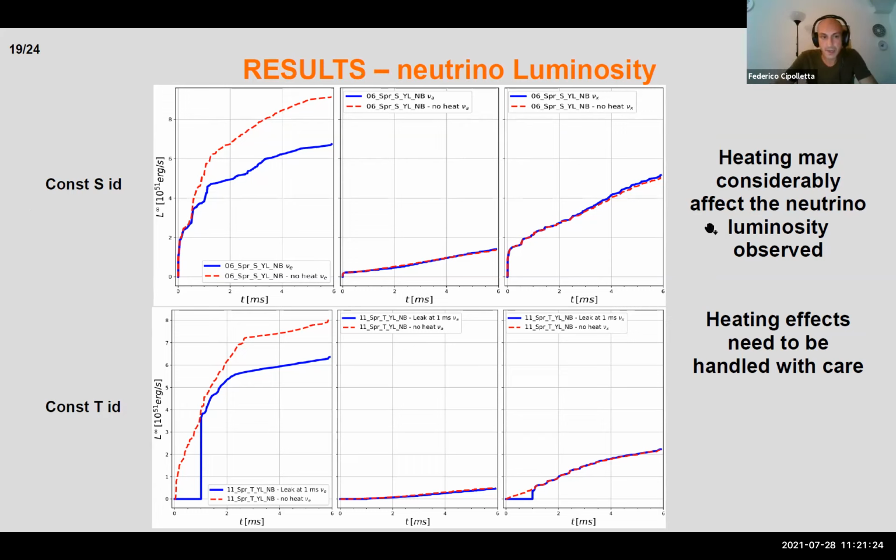Those are the results for the constant entropy, and those are the results for the constant temperature. Here in the blue curve, we have an activation of the neutrino leakage after 1 millisecond. So you can see that the heating affects considerably the neutrino luminosity, so the neutrino emission, luminosity observed at infinity, and the heating also needs to be treated with care, because you can have problems with your simulation.